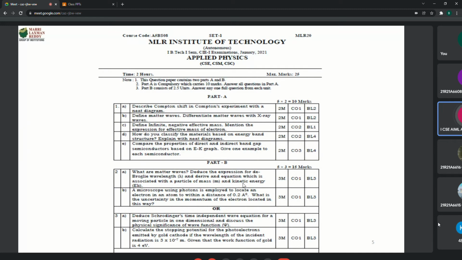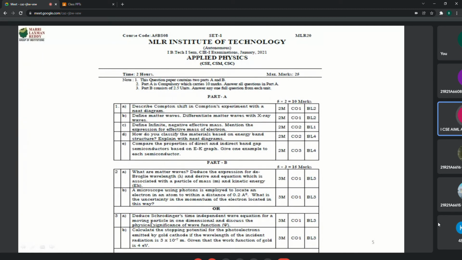Case 1 is P, the momentum. Case 2 is if you know the kinetic energy and the mass of that particle. Case 2 I am asking: derive the de Broglie equation and derive the expression for case 2. That is the first question if you take. And this is a problem. A compulsory problem is attached to this theory question.